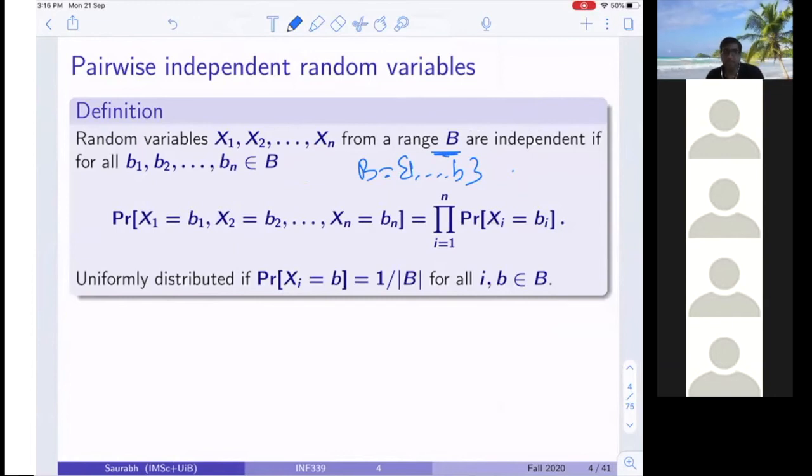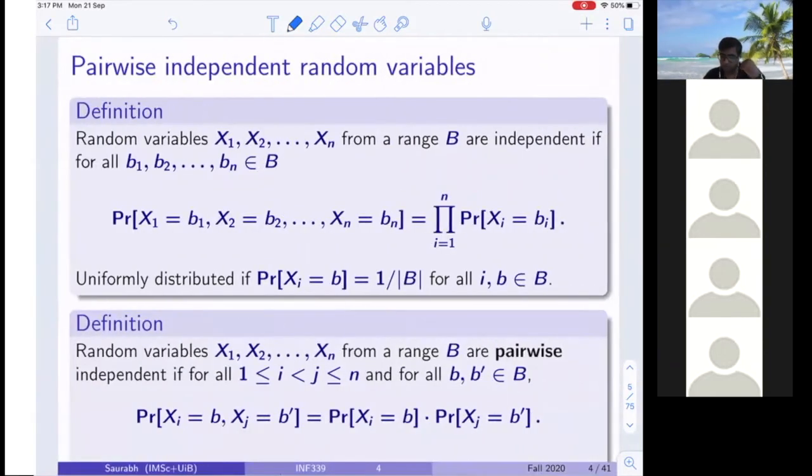That is the most basic way to keep independence in mind, according to me. And we say that a random variable is uniformly distributed in a range B if the probability that xi takes a value b is 1 over capital B. So it takes any of these values with probability proportional to the size of the domain. This is the independent random variable which we saw before.